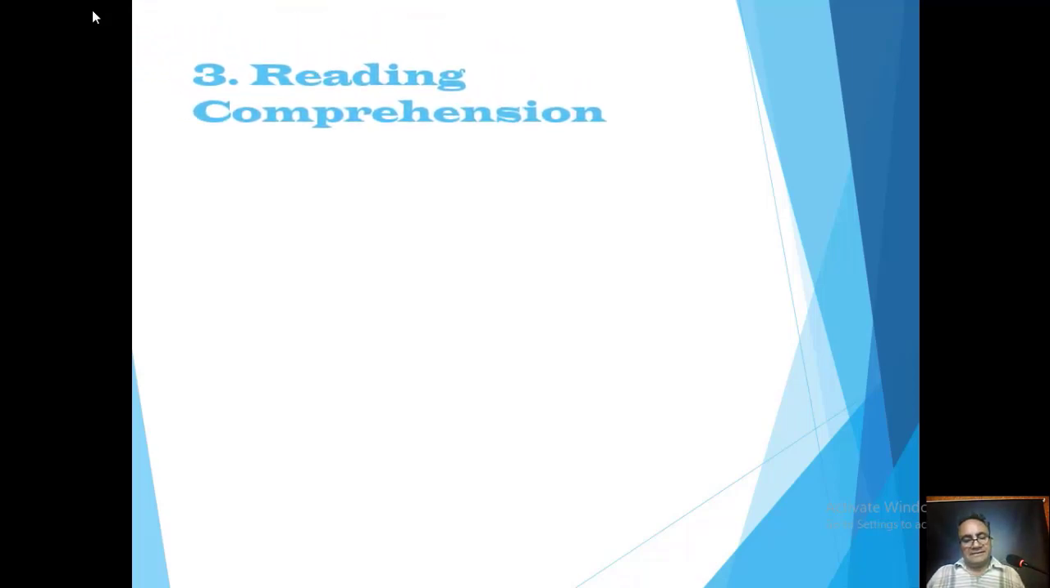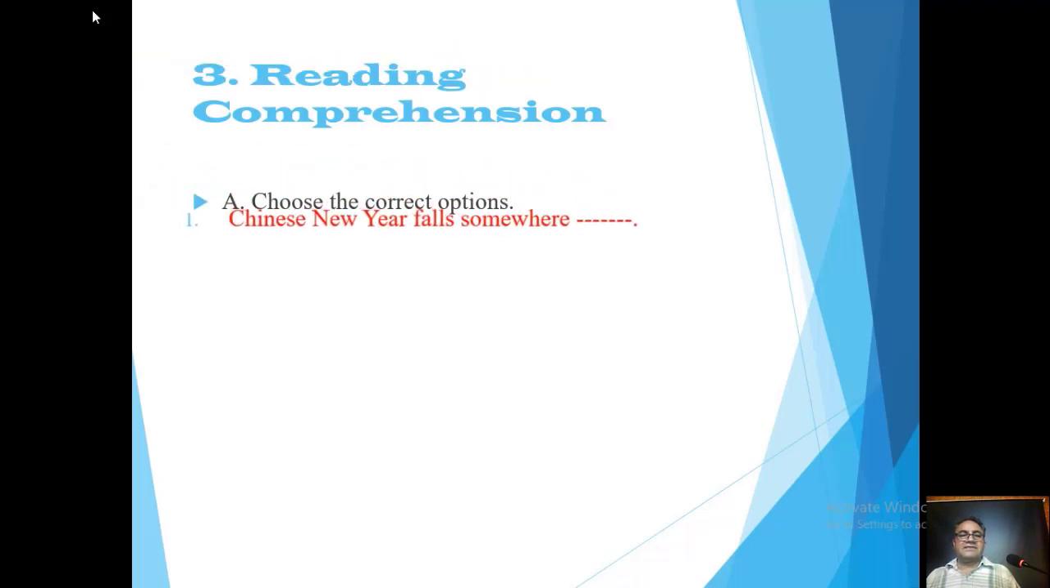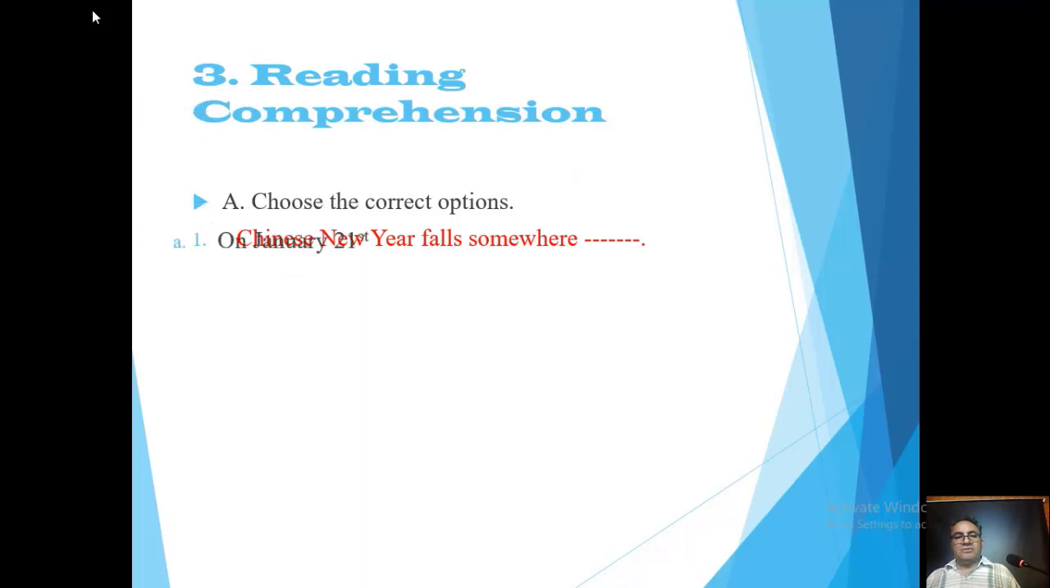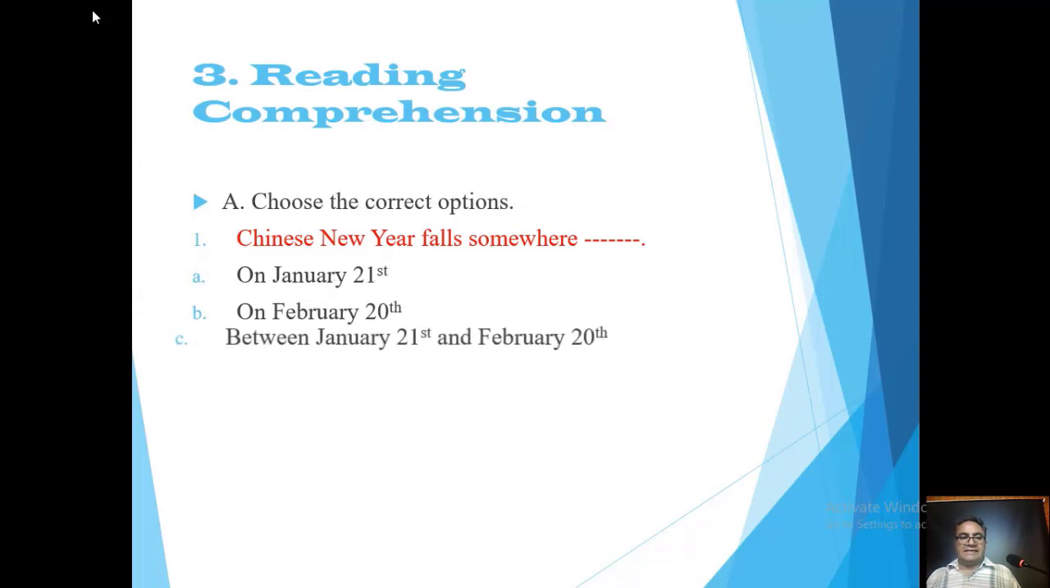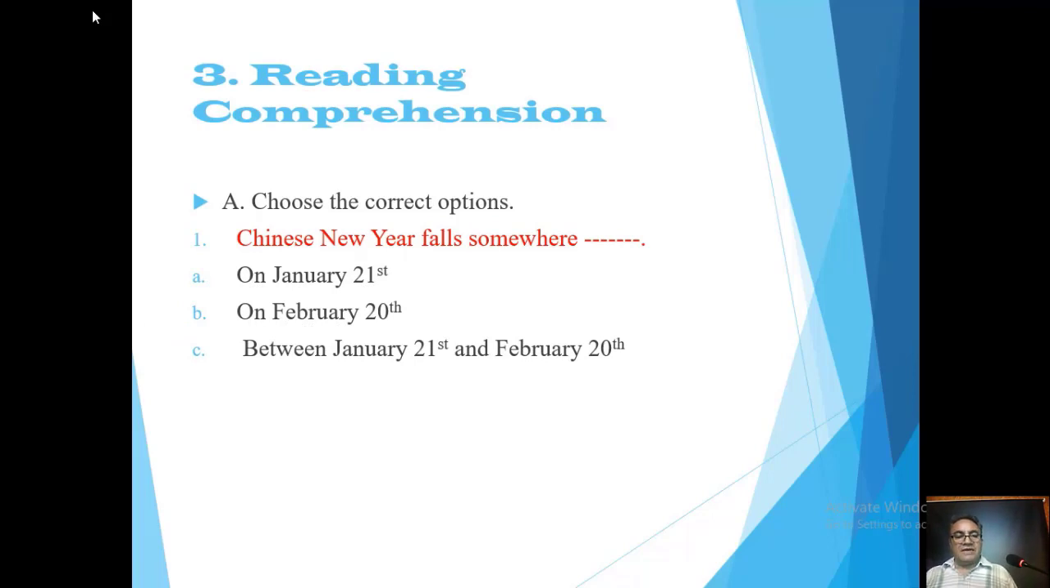Next is the reading comprehension, and we have the question, choose the correct options. First question is, Chinese New Year falls somewhere: A, on January 21st; B, on February 20th; and C, between January 21st and February 20th. If you have read the lesson carefully, you might be knowing that the third option, C, is the correct answer.